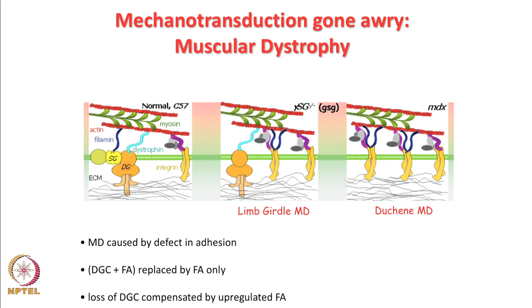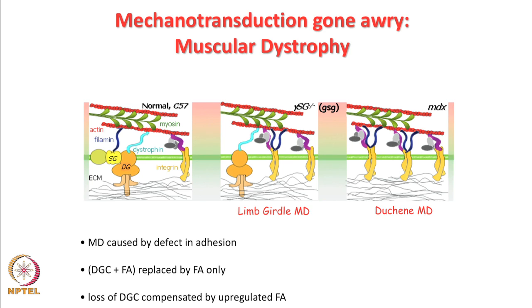This also brings us to the question of what would happen if this signal propagation, or one or more elements of this network which connect the outside to the inside, is perturbed. So, I would like to take a simple example of a disease where mechanotransduction is perturbed. This disease is called muscular dystrophy.